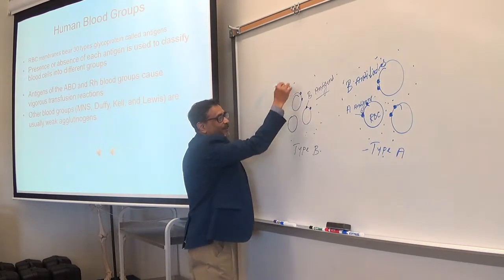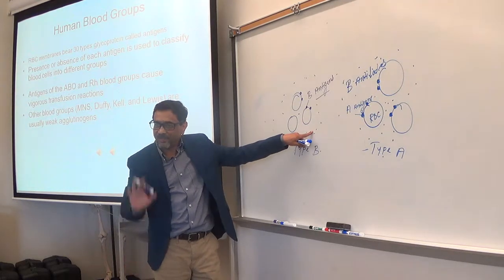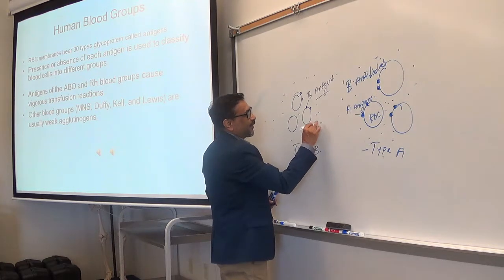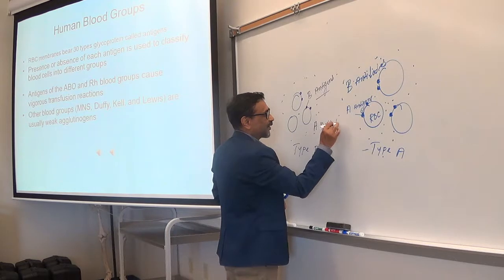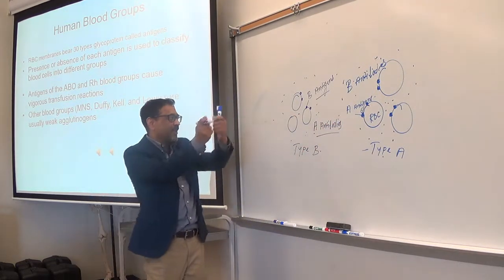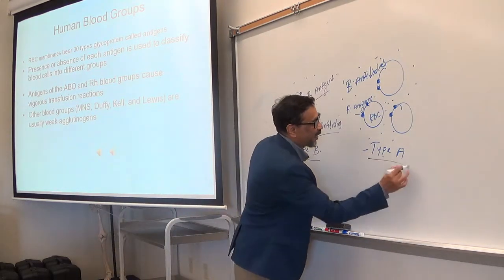In the plasma, what type of antibody should be present? A. Make sense? The other type. So in the plasma, you have A antibodies. That is safe. If same type, then that will cause the reaction. Okay. So this is type B blood. This is type A blood. Okay.